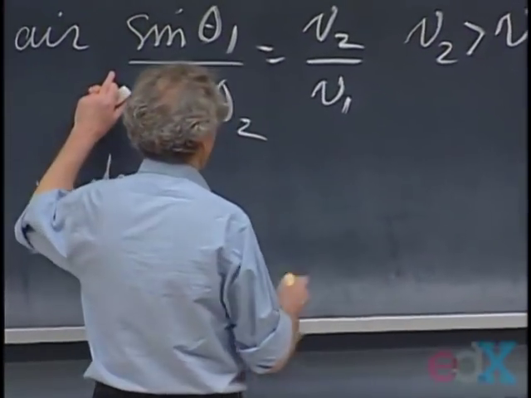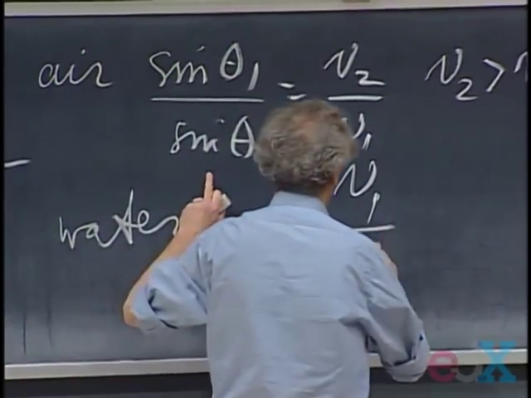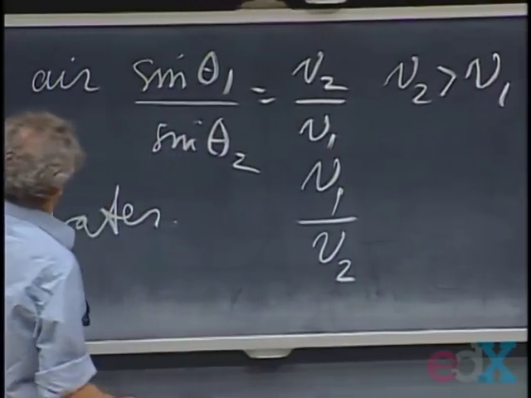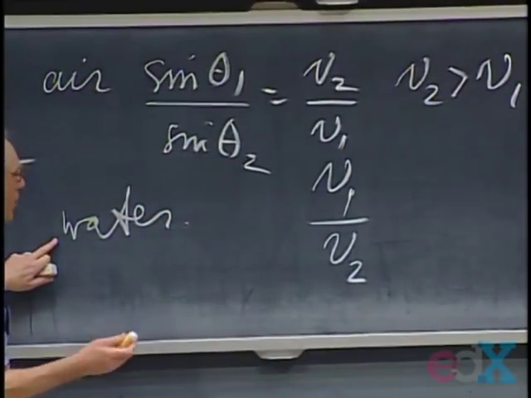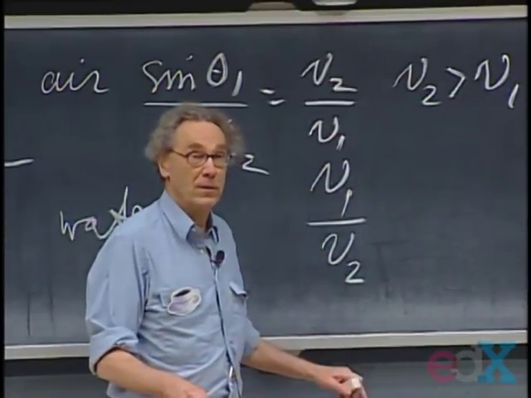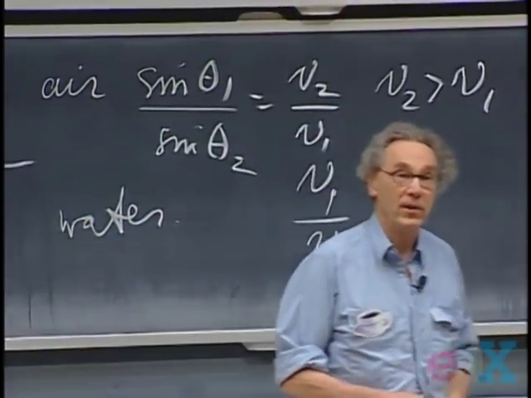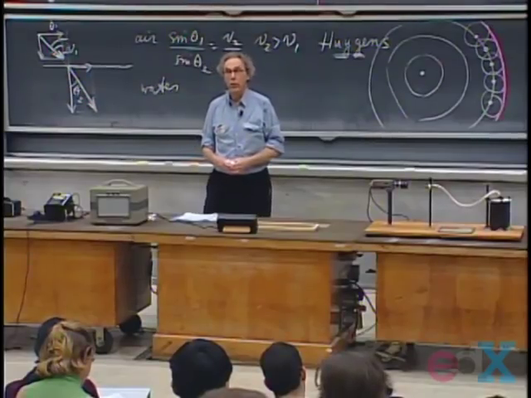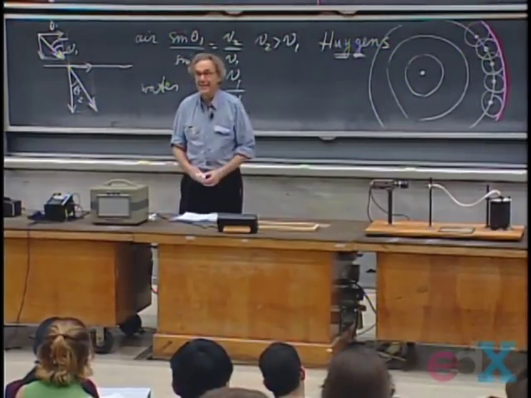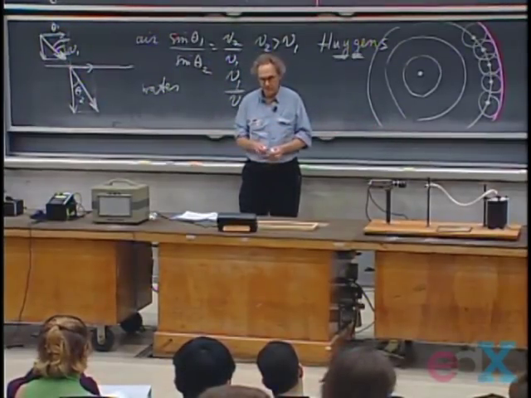Except that now you will conclude that the sine of theta 1 divided by the sine of theta 2 is V1 divided by V2. And therefore, Huygens predicted that the speed of light in water is lower than the speed of light in air, whereas Newton predicted that the speed of light in water would be higher than the speed of light in air. So the question now was, who was right? Are light particles or are they waves?